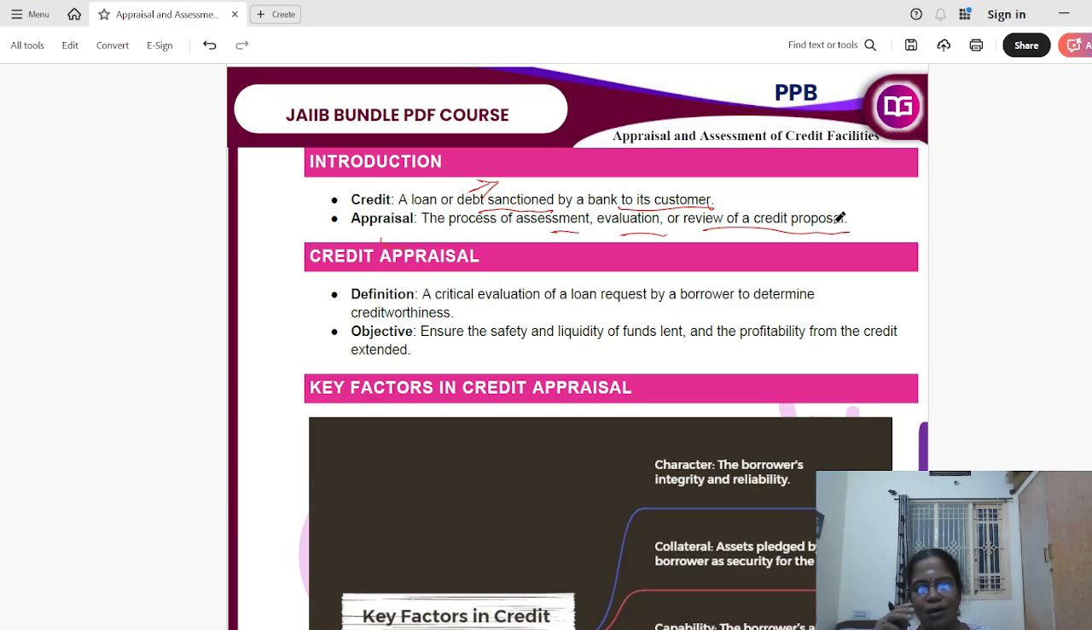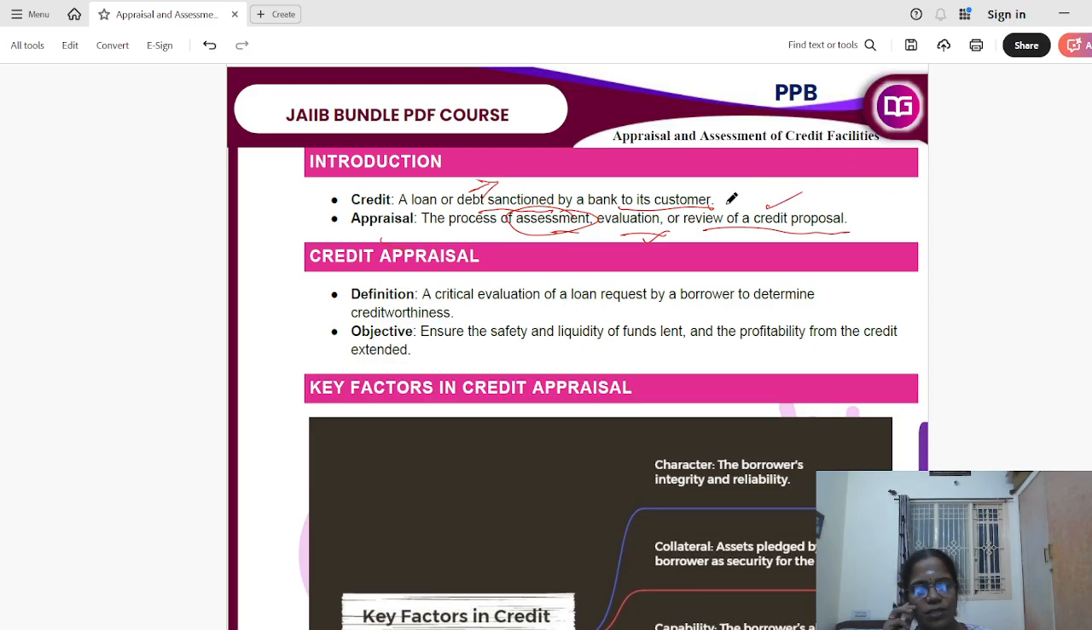When a borrower approaches a bank to avail different kinds of loan facilities, the first process is the assessment of the loan. Assessment, as we have already discussed under the principles of lending, relates to the different C's. The bank has to assess the character, the creditworthiness and the credibility of a borrower. That is called assessment, and then they have to evaluate or review a credit proposal.